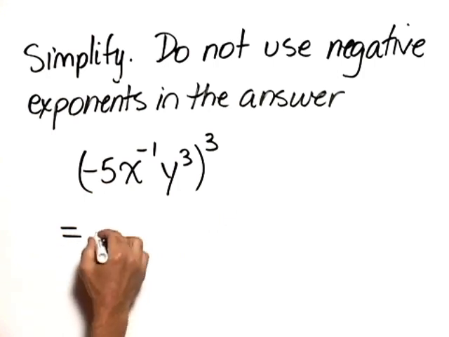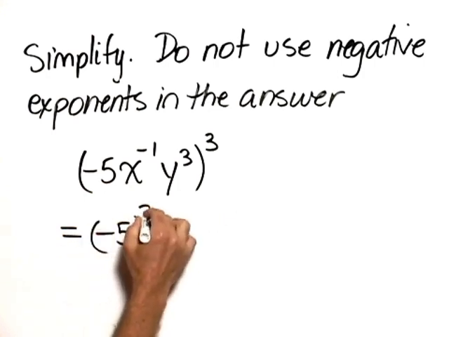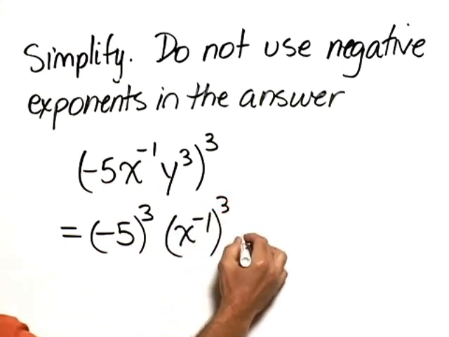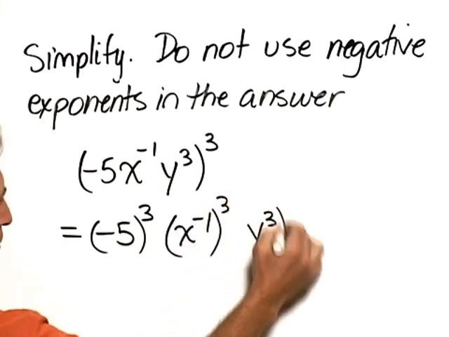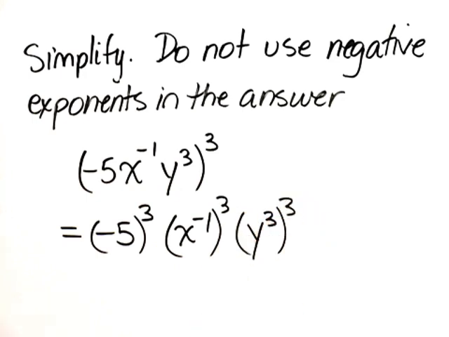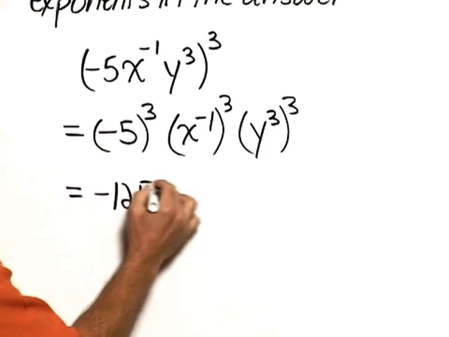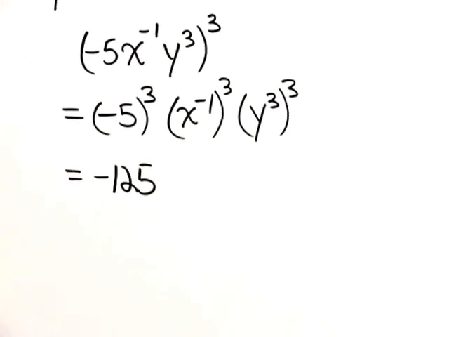So this would be negative 5 cubed, and then x to the negative 1 cubed, and then y cubed cubed. This, of course, means negative 5 times negative 5 times negative 5, which gives us negative 125.